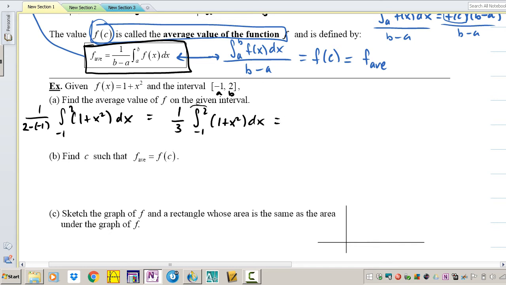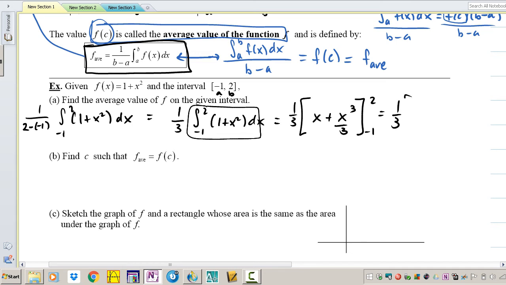Order of operations says to do the integral first. So 1/3. The antiderivative of 1 is x. The antiderivative of x squared is x cubed over 3. And we're going from negative 1 to 2. And then we use the fundamental theorem of calculus to find the integral.